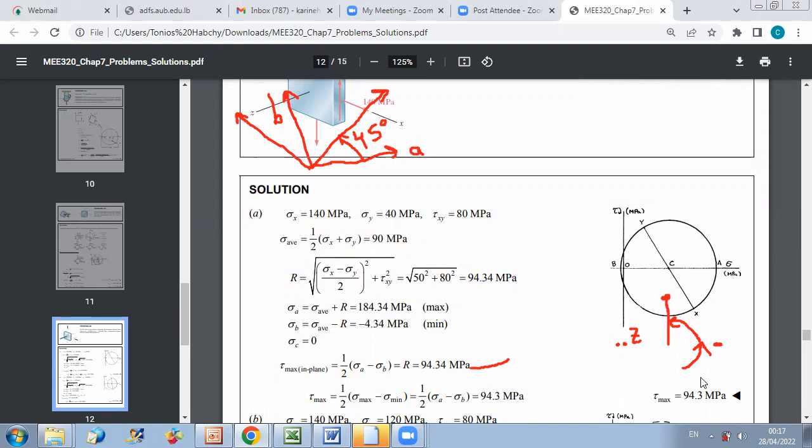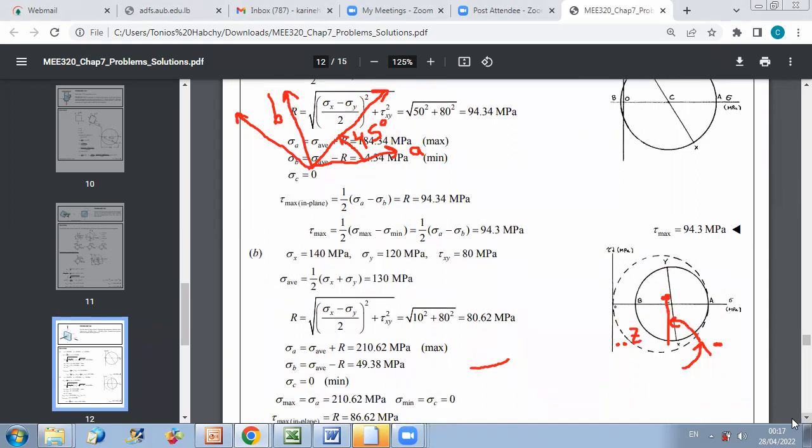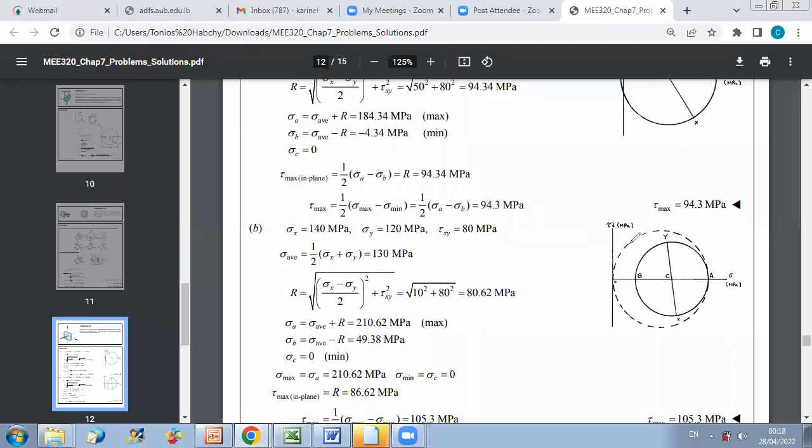Now, for the second case scenario, they told us what if sigma y is now 120 megapascal, then all the analysis will change. Because now if you draw the Mohr circle corresponding to sigma x equal to 140 megapascal, sigma y equal to 120 megapascal, and tau xy equal to 80 megapascal, then you will obtain points A and B on one side of O. And this means that the maximum shear stress is out of plane AB.